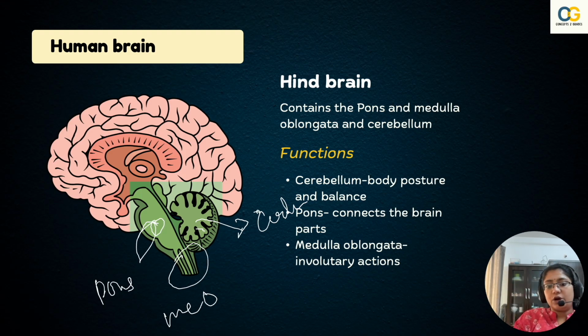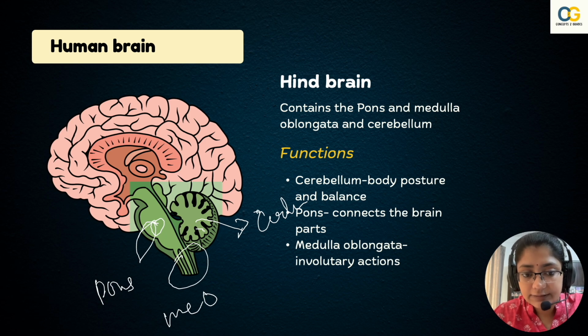Now the medulla oblongata controls all our involuntary actions like blinking, breathing, heartbeat, etc. So it's controlled by the medulla oblongata. So these are the brain parts and what the human brain does accordingly.